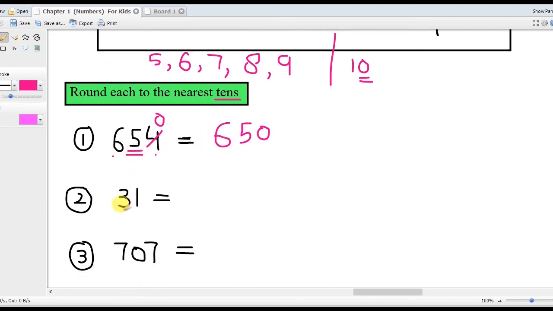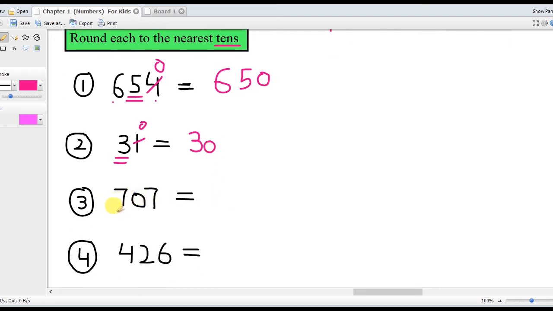The next is 31. So now what is the tens place? This 3 is located at the tens place. So we have to round it off to the nearest tens. Now look at the digit after it, the digit at the unit place. This is 1. So this is 4 or less than 4, so apply rule number 1. We have to cut it, write 0 here, and the number would become 30, right?